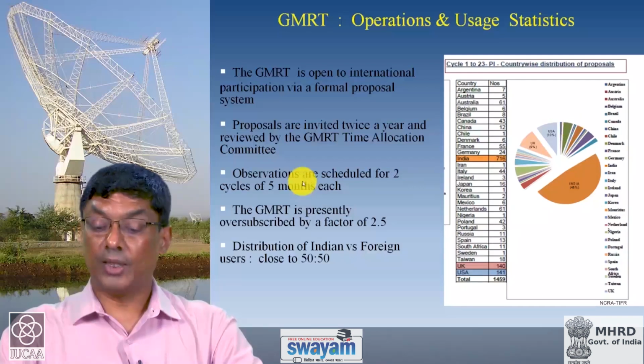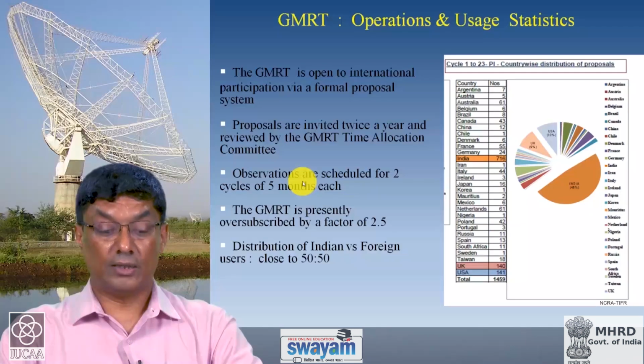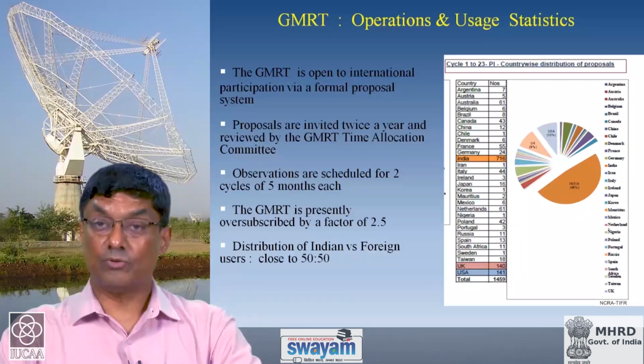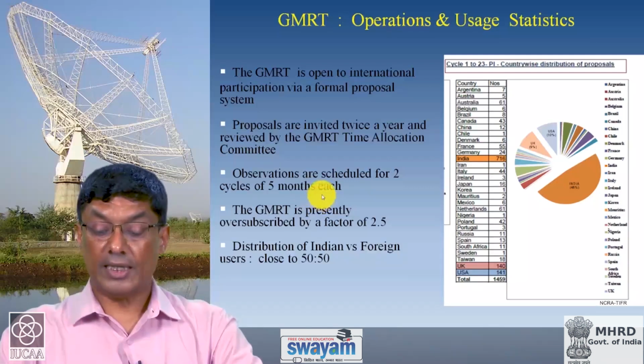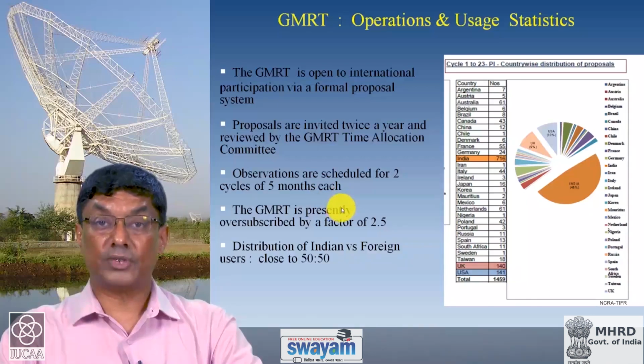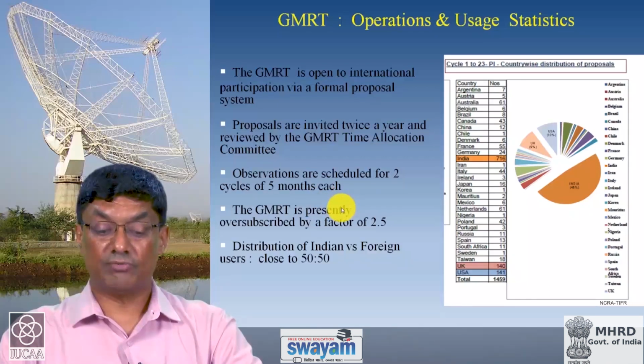It is a highly oversubscribed instrument, in the sense that the demand is always a factor of 2 to 3 higher than the amount of time that we have available for scheduling observations, which means that the process for getting time on the telescope is fairly competitive in terms of the best proposals with the best ideas that get time.